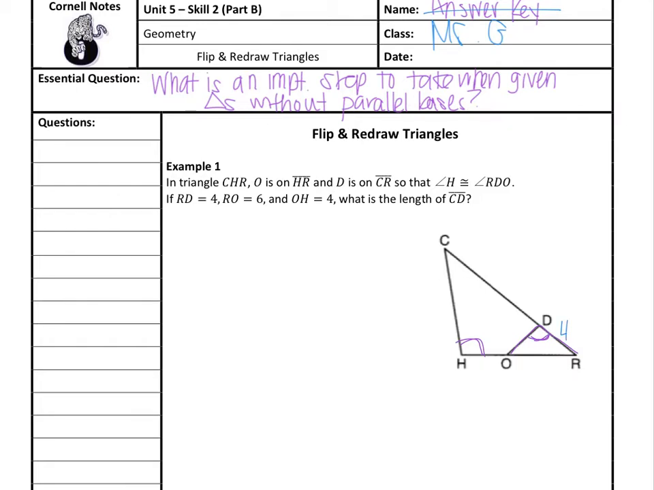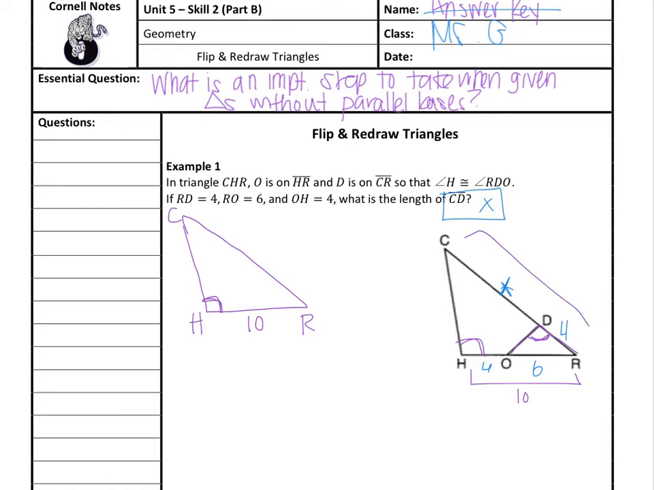So RD is 4, RO is 6, OH is also 4, and then we're looking for the length of CD, so of course I'm going to call it X. Alright, so we're going to redraw the first triangle, being the big one, CHR. C goes up top, H on the bottom left, R on the bottom right. H had an arc mark in it because it was congruent to a different angle. HR in total is 4 and 6 together to make 10, so we're going to put a 10 here.